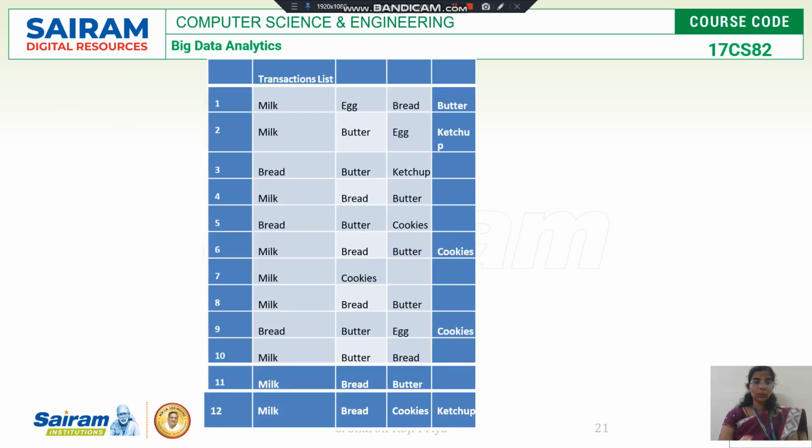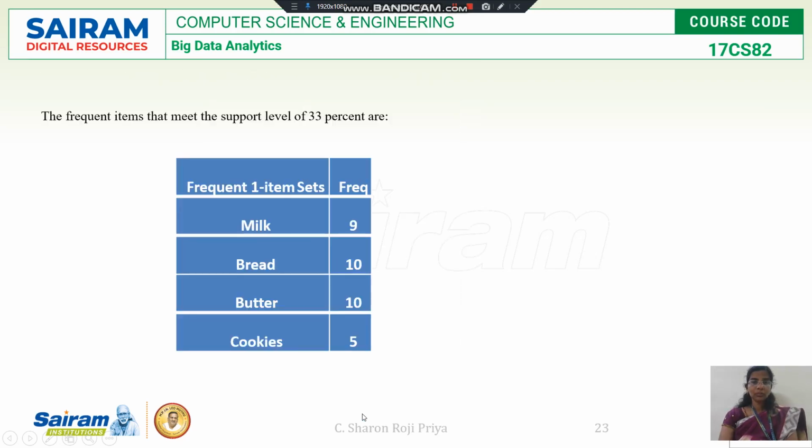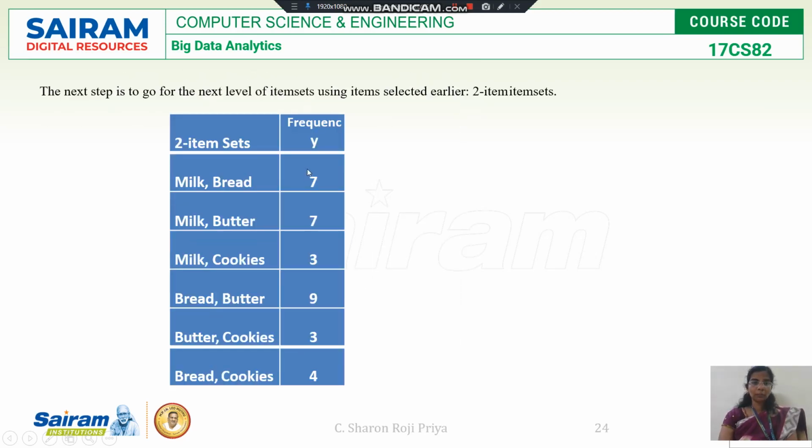Right, we'll write for milk bread 1. Next, milk bread 2, 3, milk bread 4, milk bread 5, milk bread 6, and milk bread 7. That's how I got 7 here.